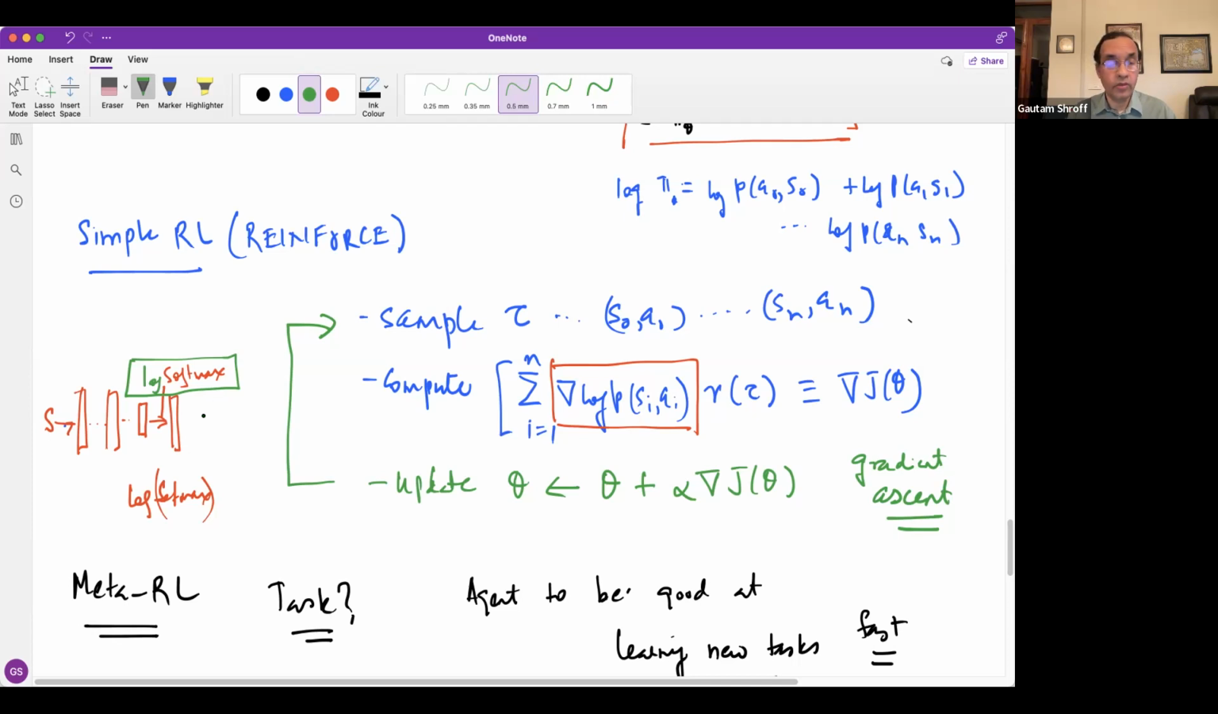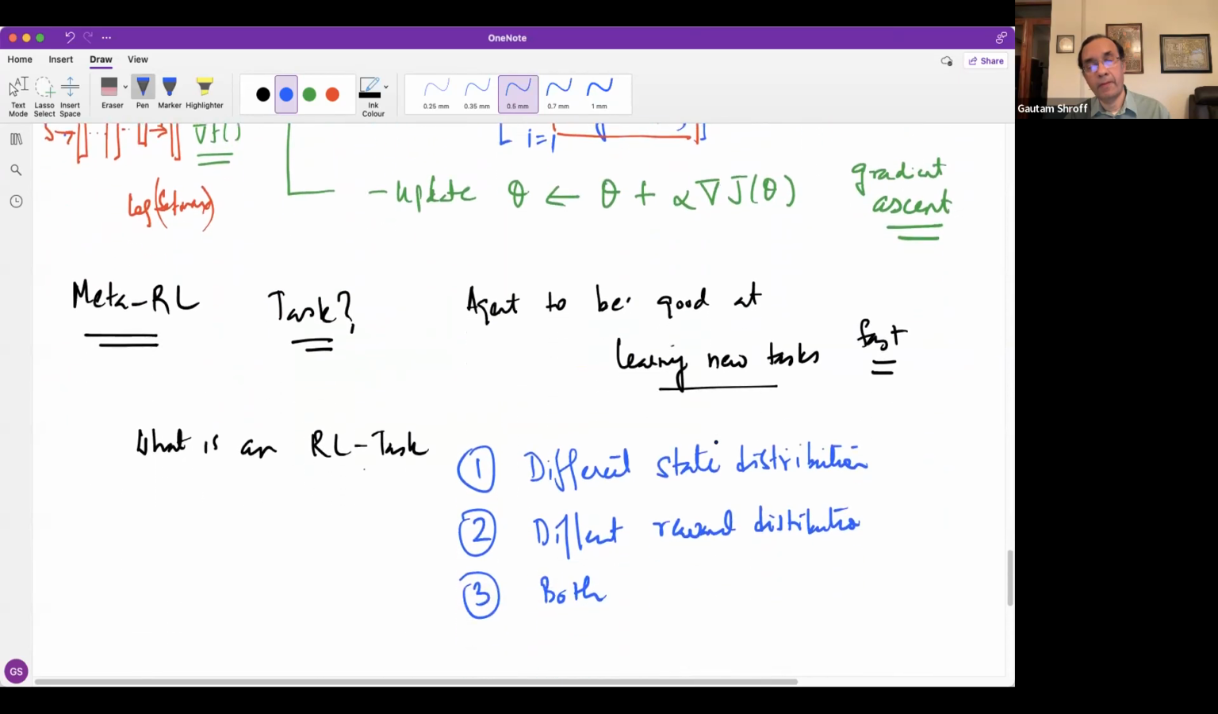And then the gradient of that is just the gradient of the log softmax. So you have an output of this neural network, right? Just take its gradient. And that's very easy to do because PyTorch lets you take the gradient. Sum that gradient up across all the actions and states that you've seen. Multiply the whole sum by the reward that you got at the end, and that's the gradient of your objective. And you're done. Clear? Okay.